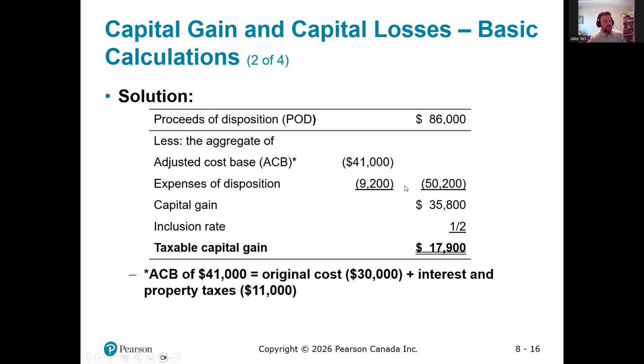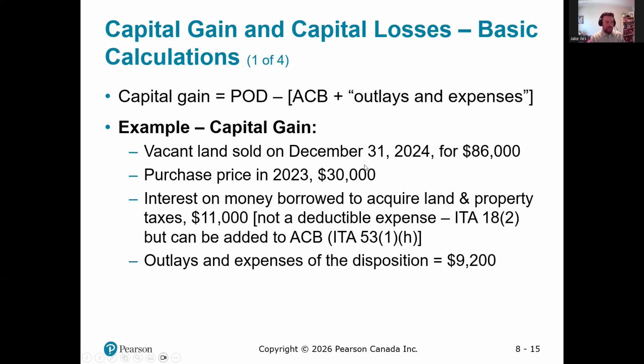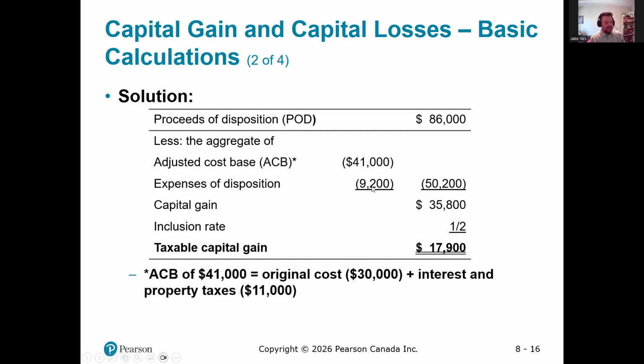So our 86,000 is what we started. Our adjusted cost base is $41,000. It's the 30,000 that we paid for it, plus that $11,000 on interest borrowed. And then we have an additional $9,200 of expenses related to disposition. So our total cost is $50,200. So our total capital gain is $35,800. So that's our capital gain.